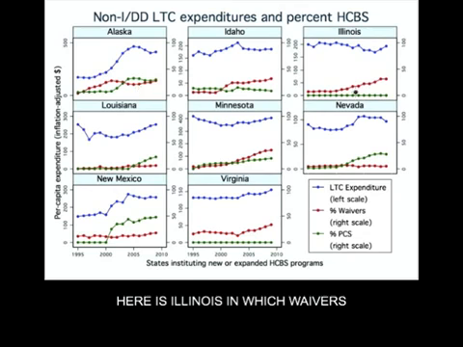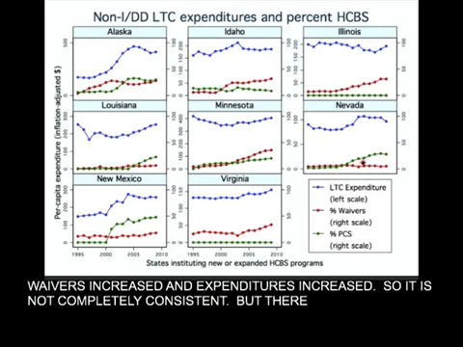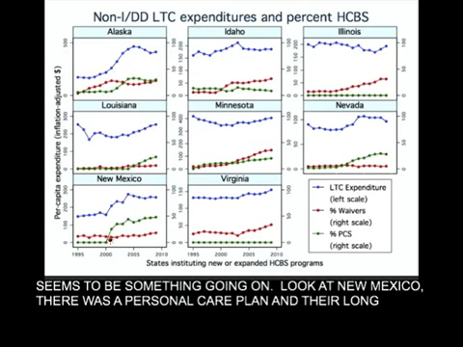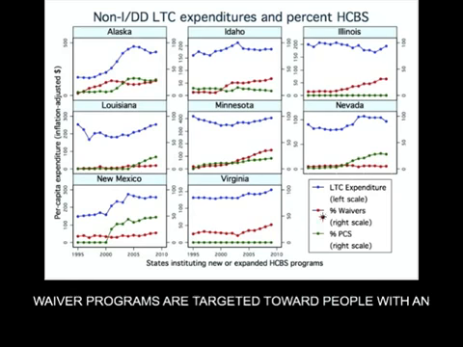Here's Illinois, in which waivers increased while overall spending went down. Here's Nevada, where waivers increased and expenditures increased, right? So it's still not completely consistent, but there does seem to be something going on here. Look at New Mexico. That was a new personal care plan, and their long-term care spending increased rapidly. You know, there's a big difference between personal care plans and waivers.